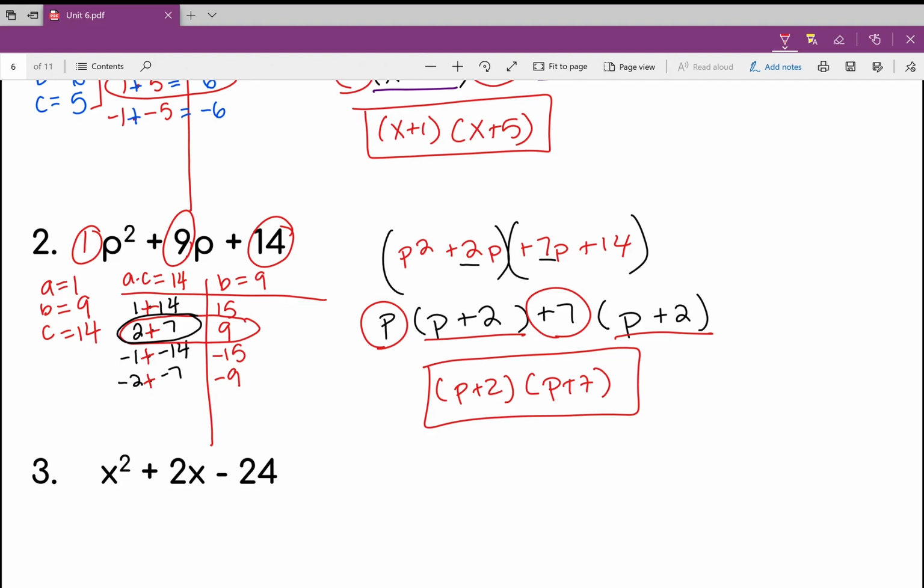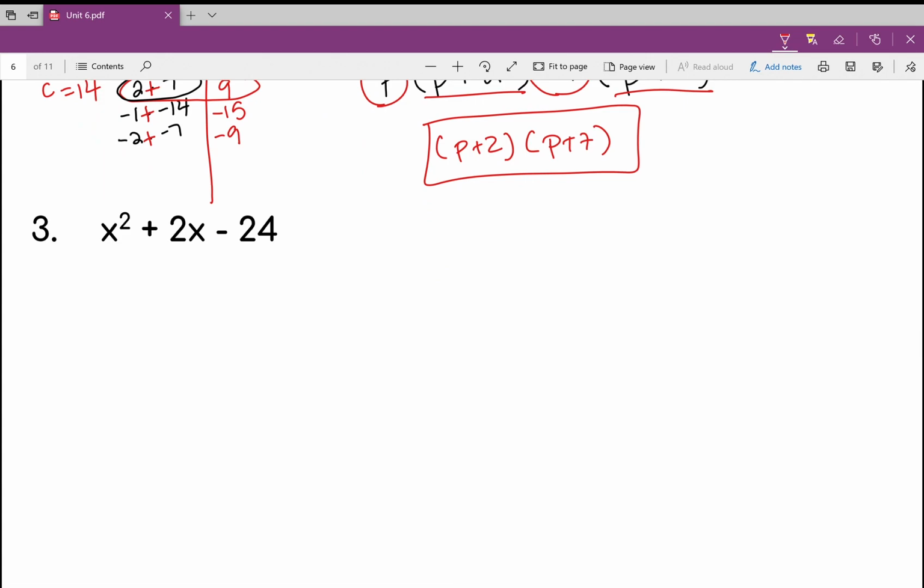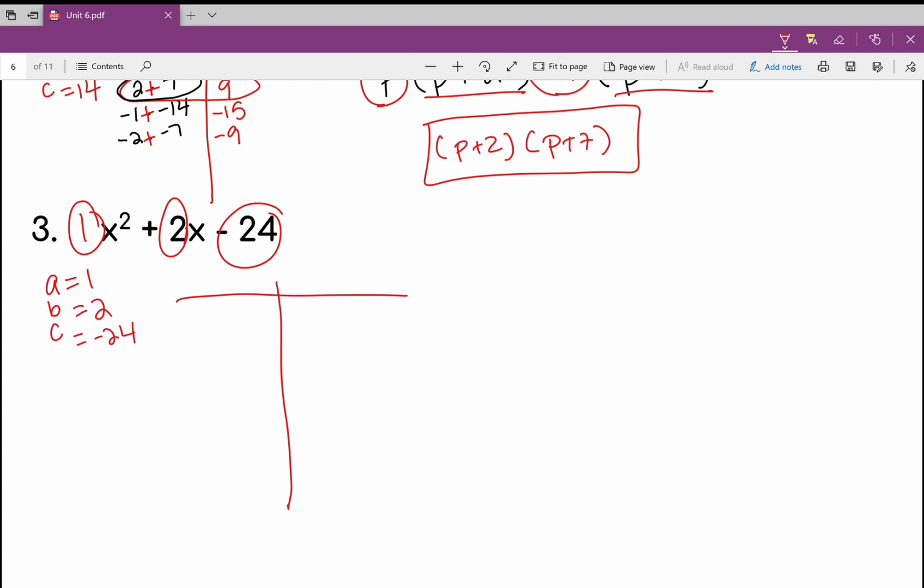Let's look at the last example. Remember, I'm going to label my A, B, and C. So A, B, and C. My A right here, I don't see anything, so it's 1. My B is 2. And my C is negative 24. Notice I'm taking the sign before each number. That's very important. Okay, let's create my table.